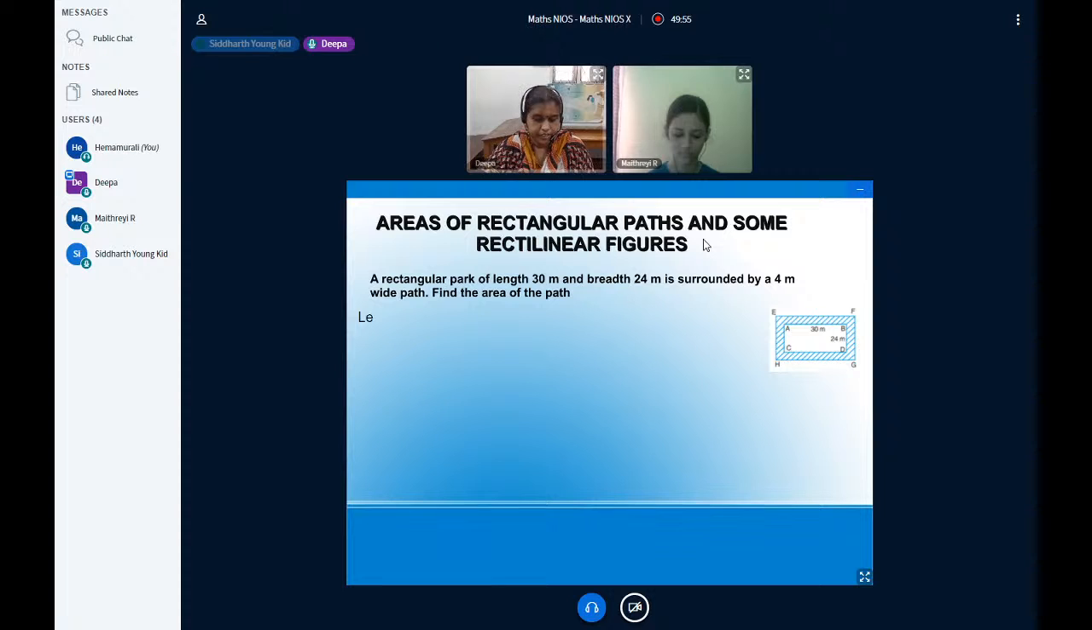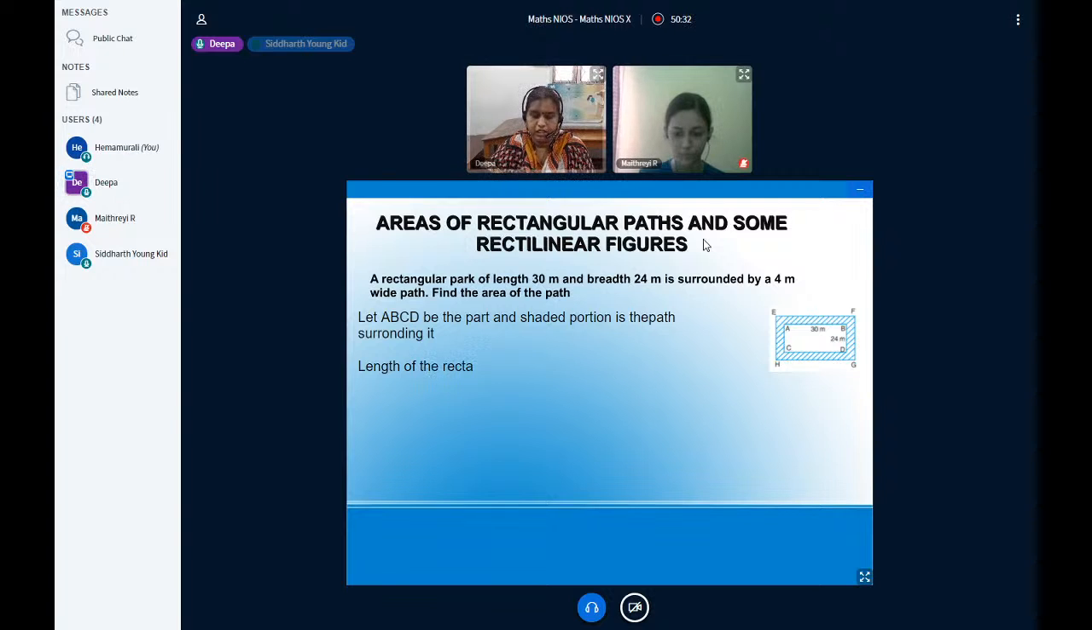First, let ABCD be the park and the shaded portion is the path surrounding it. That means the shaded portion is the surrounding part of the park. Okay, so what is the length of the rectangle? 30 meters.